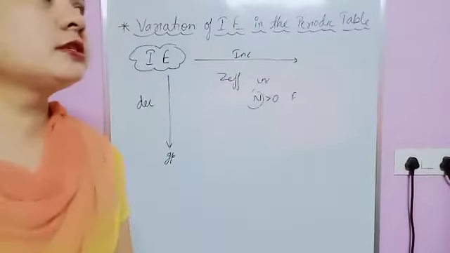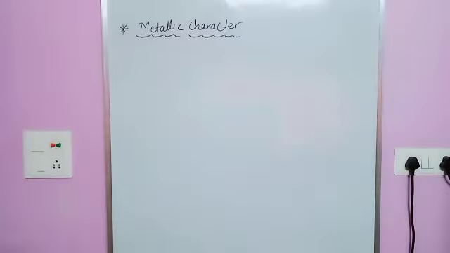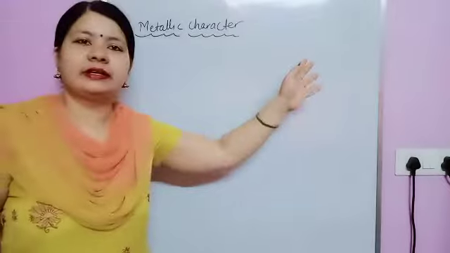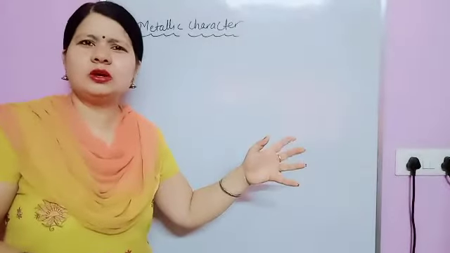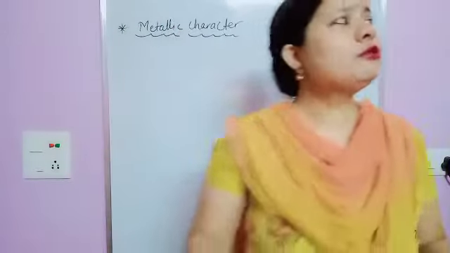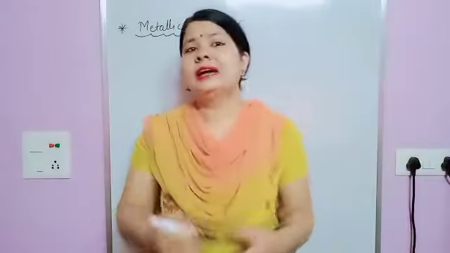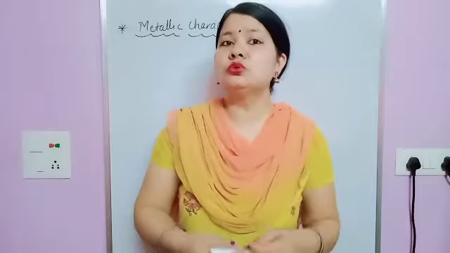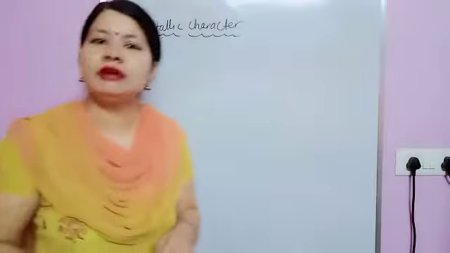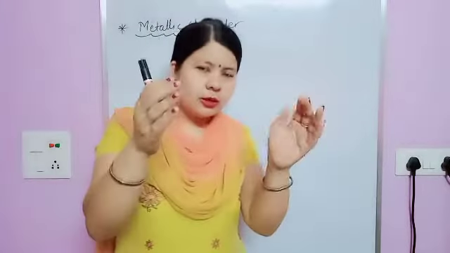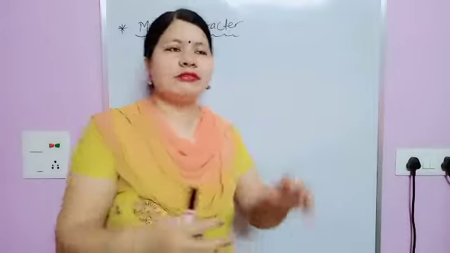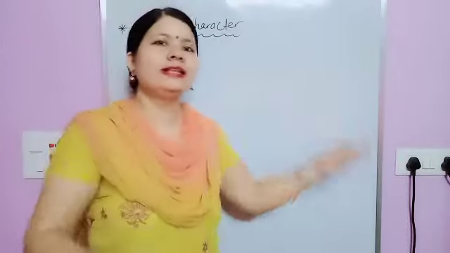Now, next one is metallic character. Although this is very easy and not very important, you should know it for reasoning questions. In the case of metallic character, metals have a tendency to lose electrons. Those who lose electrons easily are very good metals. Use your mind a little: when will they lose electrons easily? When the size is more. So the simple definition of metallic character: those who lose electrons are metals.